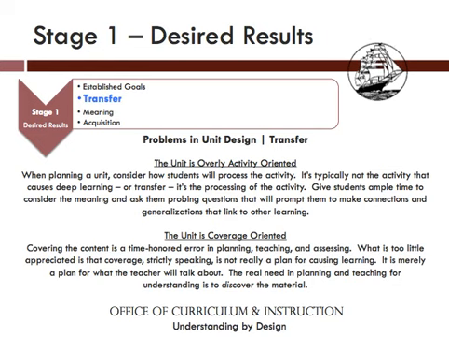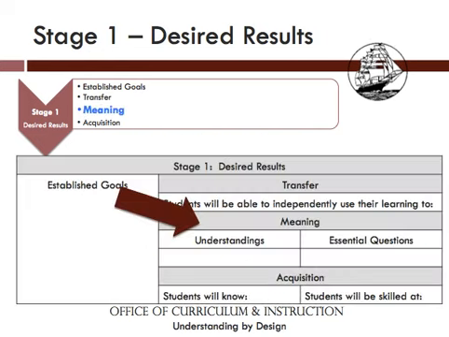We're going to move forward from transfer to talk about the next of our facets within stage one, and that's of meaning.